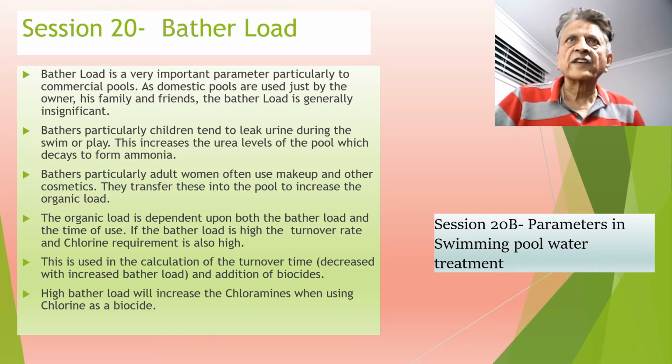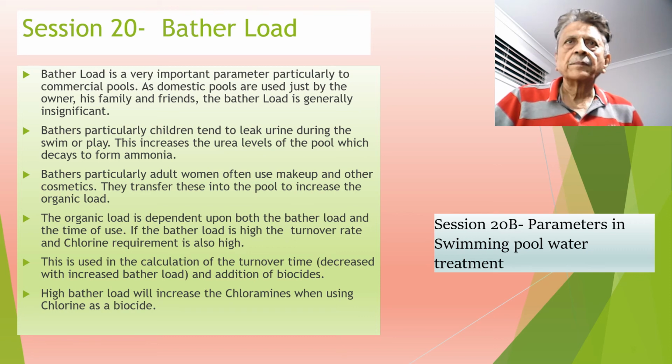Bather load is a very important parameter, particularly for commercial pools. As domestic pools are used just by the owner, his family and friends, the bather load is generally insignificant. Bathers, particularly children, tend to leak urine during the swim or play. It increases the urea levels of the pool, which decays to form ammonia.